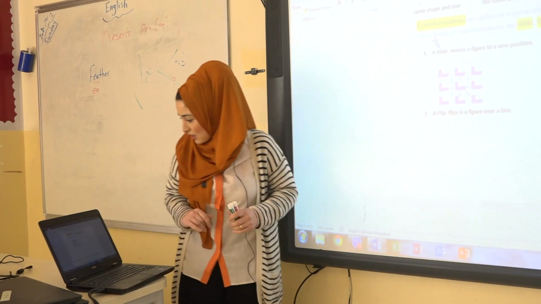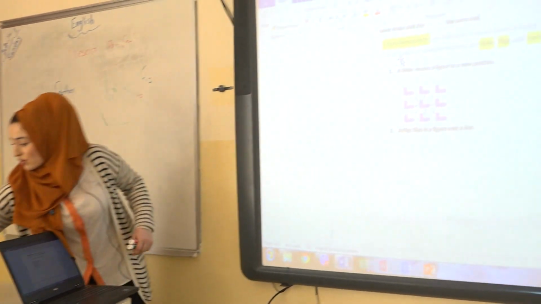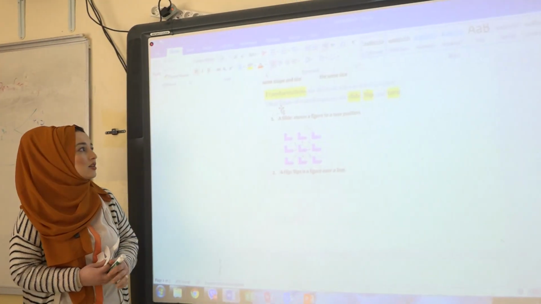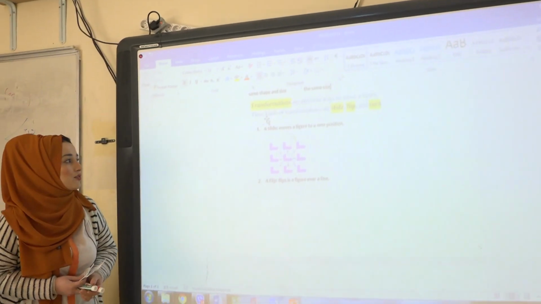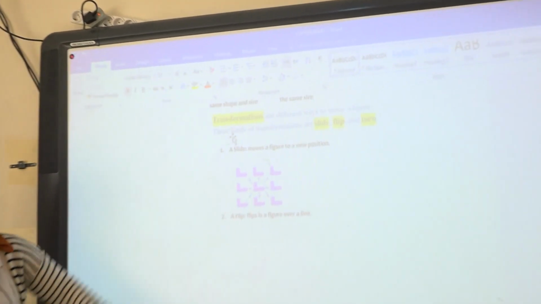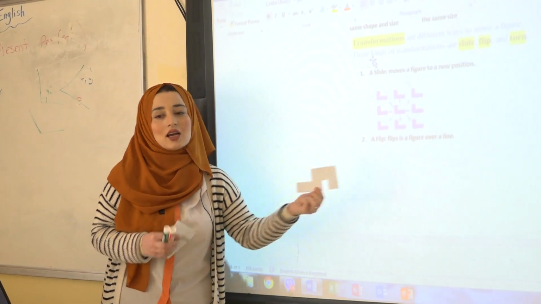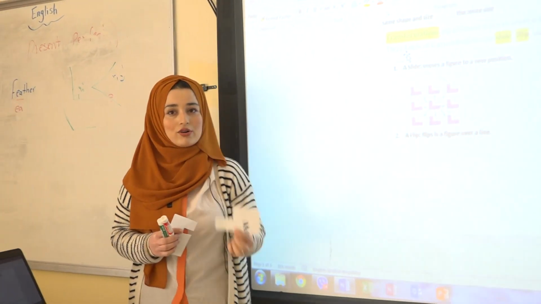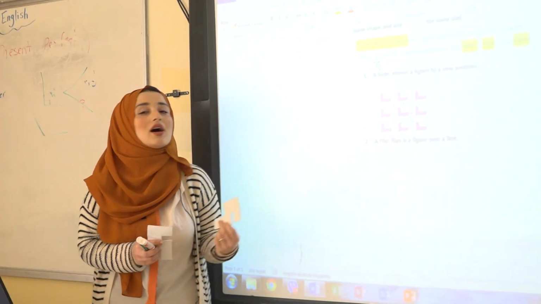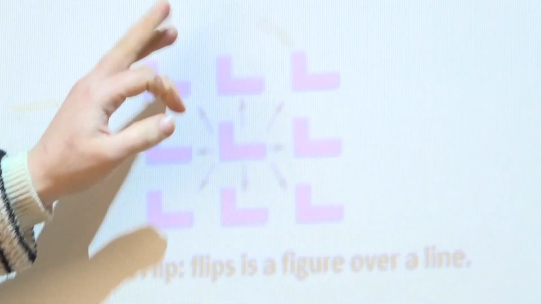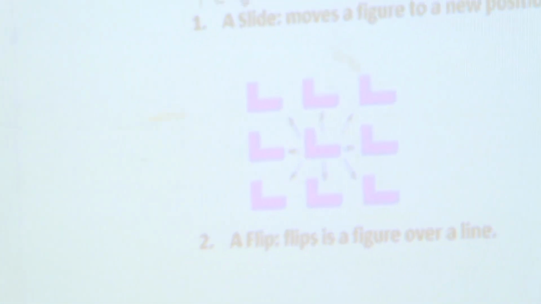Now we have transformation. Transformations are different ways to move a figure. We have three types of transformation. For example, a slide. I move a figure to a new position. For example, I have this one, and when I move it to there, I put it there. This is called a slide. I move the figure vertically or horizontally. Look at this original figure. Now when we move it to this side, left or right, up or down, this is called a slide.